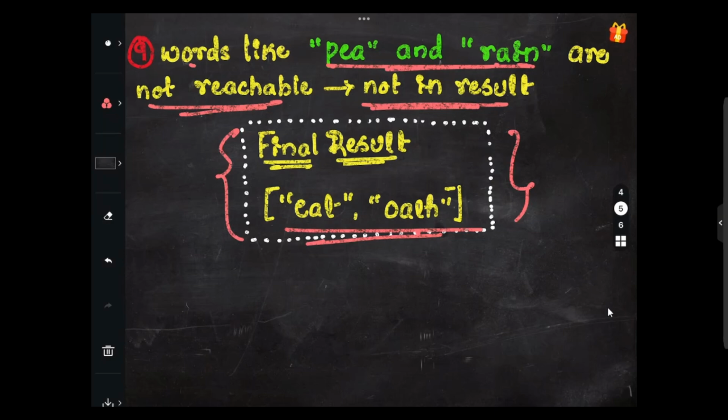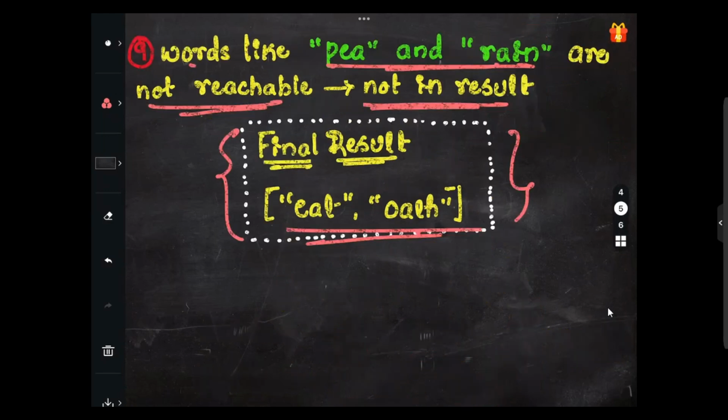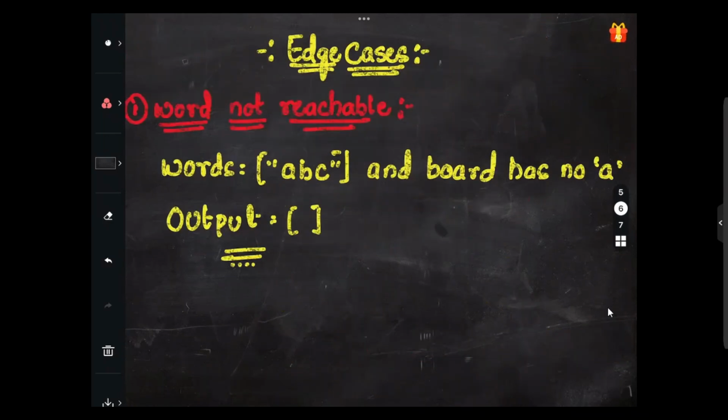The output that we got here is eat and oath, which is equivalent to the output that they have given for example 1 in the question, eat and oath here, right? So our approach works absolutely correct in this case. We went with the trie plus DFS along with the backtracking. As we are familiar with the approach, let's discuss the edge cases very quickly.